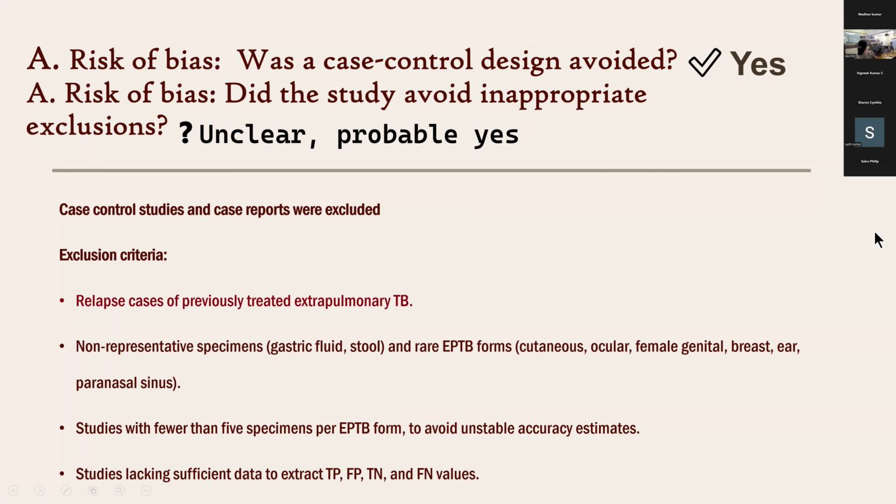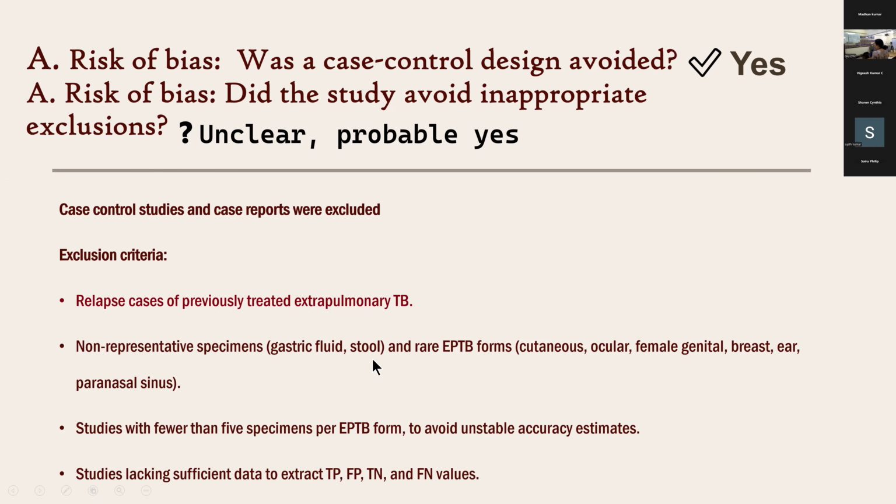That alone, I thought, okay, maybe that was it, but all the others were reasonable. So they said gastric juice and stool were more for pulmonary TB, therefore they didn't include it. Rare forms, so cutaneous, ocular, genital, breast, ear, parasynal TBs were excluded. That also maybe some concern.